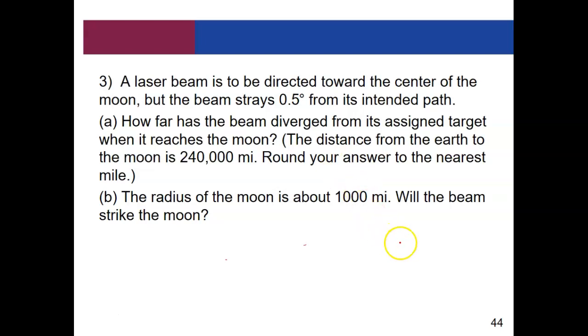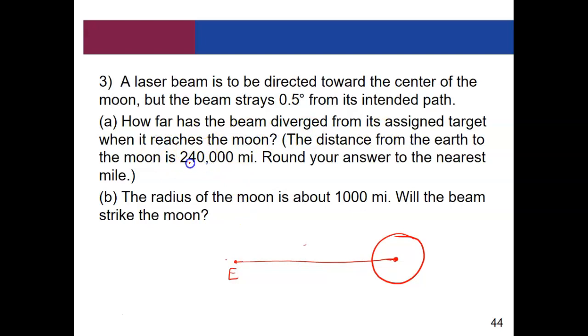So this one says a laser beam is to be directed toward the center of the moon, but the beam strays 0.5 degrees from its intended path. So I'm going to draw the moon over here, and then here we have Earth somewhere over here. So if we are looking at this, we're going to base everything off the center of the moon here. It says we have a beam and it strays 0.5 degrees from its intended path. So how far has the beam diverged from its assigned target when it reaches the moon?